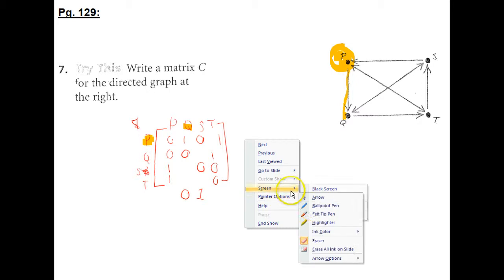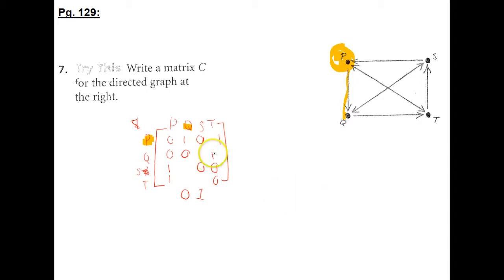All right, that's all right. So Q goes to S. Let's double check. Q goes to S, S goes to Q. Okay, so we should have a 1. And is this a 0 still? Yes. T does not go to Q, however, Q goes to T, and T goes to S. T does go to S.